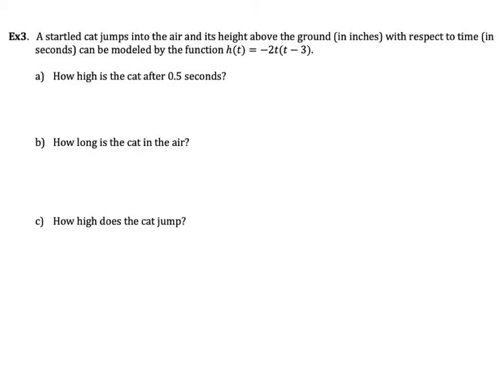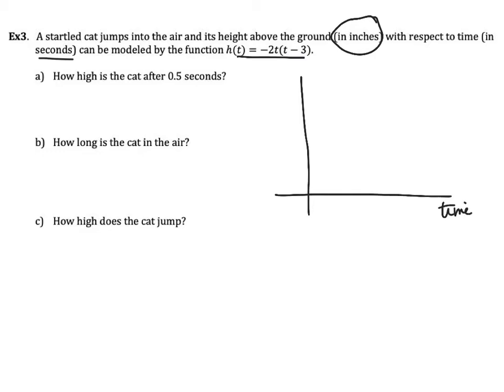Moving right along. Let's look at this example about a startled cat. A startled cat jumps into the air, and its height above ground in inches with respect to time in seconds can be modeled by the function h of t equals negative 2t times t minus 3. So I'm visual. I'm going to immediately jump to a graph here. I know that my x-axis is time in seconds because t is my input value, and I can see that my y-axis is height, h of t.